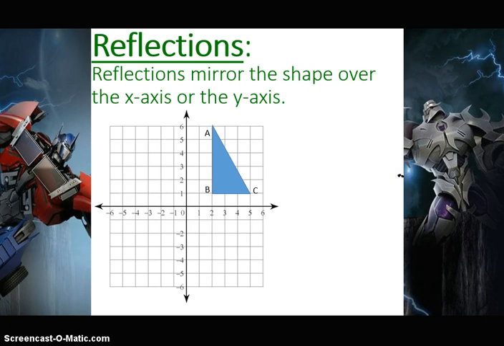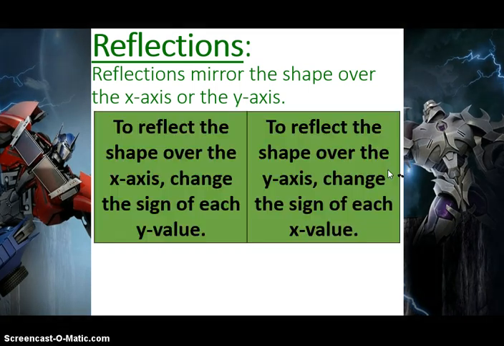Now, if you evaluate your ordered pairs after you do a reflection, you will see that if you flip the shape over the x-axis, it will change the sign, going from positive to negative or vice versa, of the y value. If you flip it over the y-axis, it changes the sign of the x value. Again, you don't need to memorize these if you can visualize what it looks like to reflect the figure.